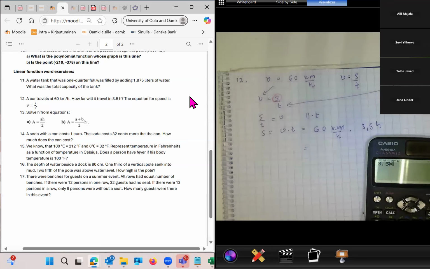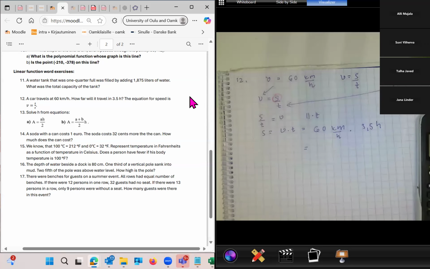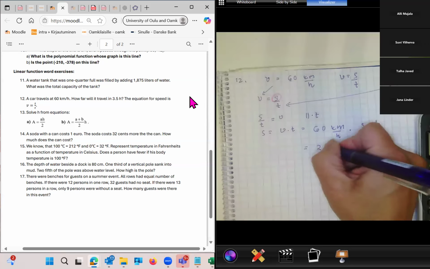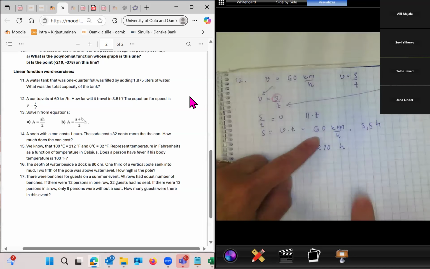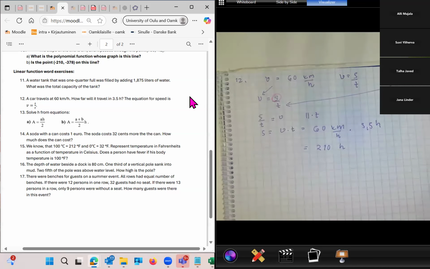I can calculate this, but I won't do it. And then you get the distance you went. This would actually be quite horrible, wouldn't it? If you would have to travel at 60 kilometers an hour, this kind of distance.